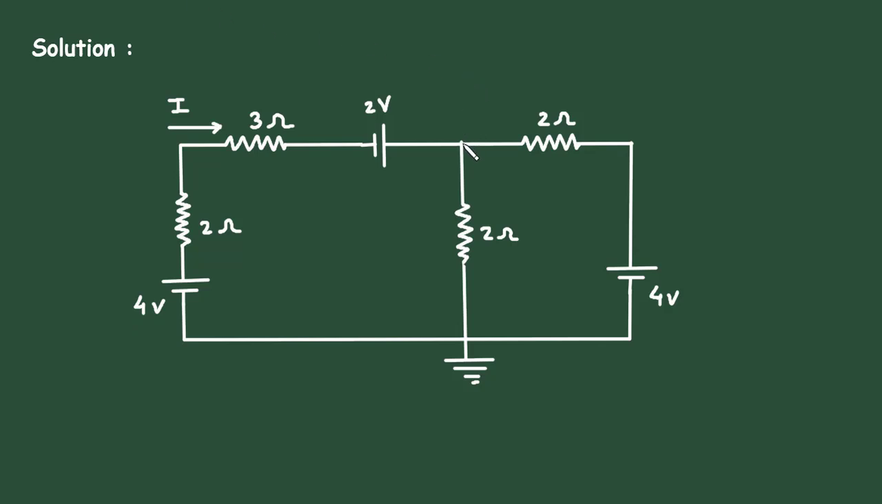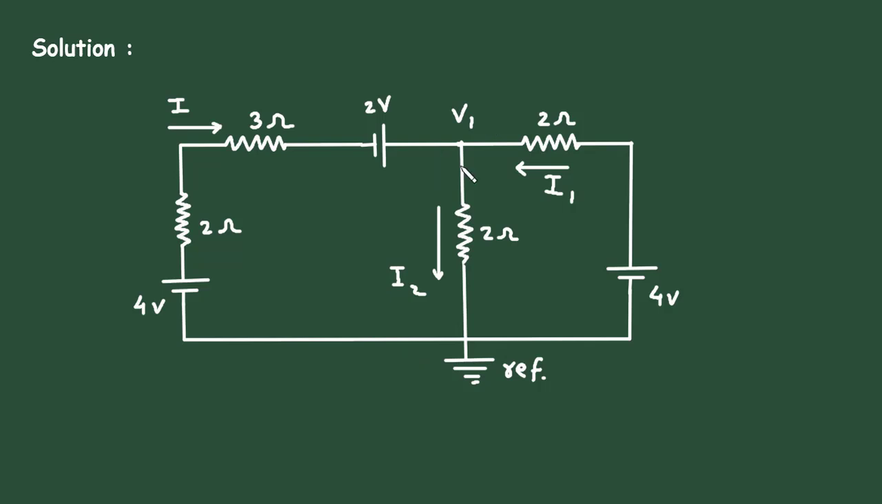First of all, let's say this is a node with voltage V1, and this is a reference node. This is current I, and let's say this current is I1 and this current is I2. All the currents are towards this reference node.